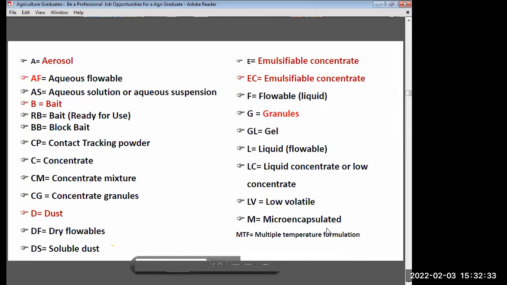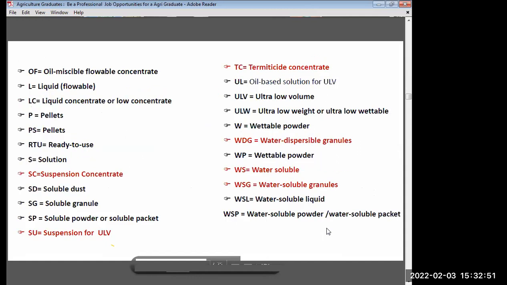There are some 50 formulations like AF, aqua flow, etc. And the common formulations now are the EC formulation, granular formulation, WSC. WSC means water soluble concentrate. Water soluble concentrate means it is easily soluble in water, not just mixable. Then the WP, wettable powder. It is in powder form. When you add it to water, it gets mixed with the water and is uniformly distributed inside the water. It is not settling or floating in water. That is called wettable powder.